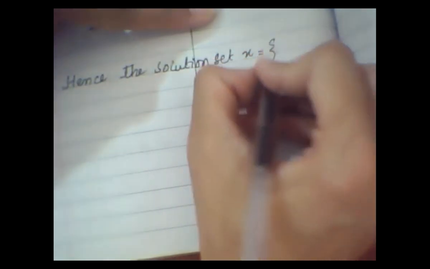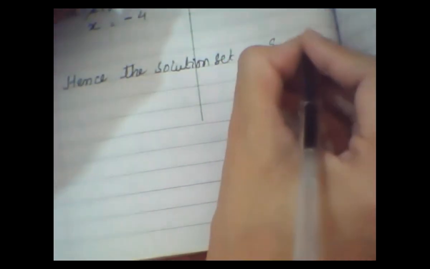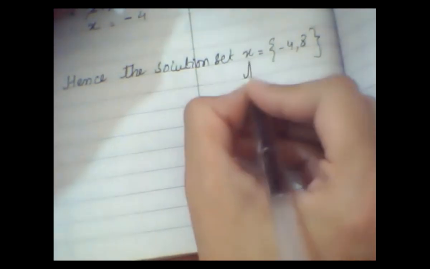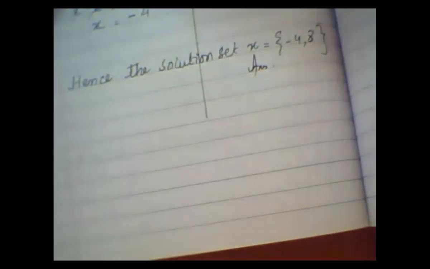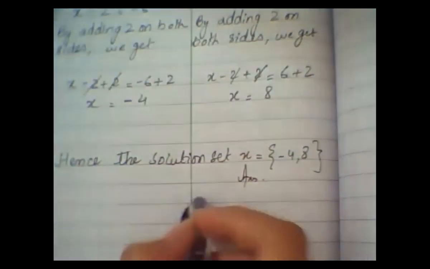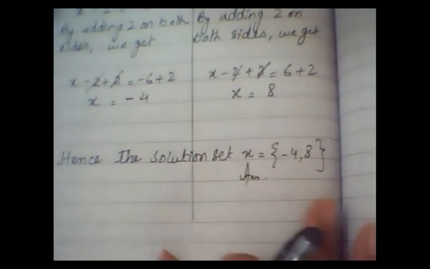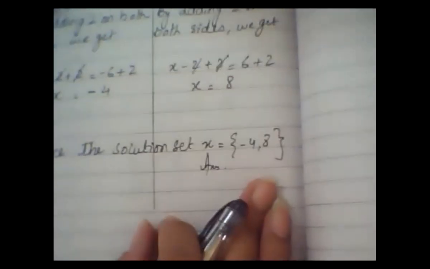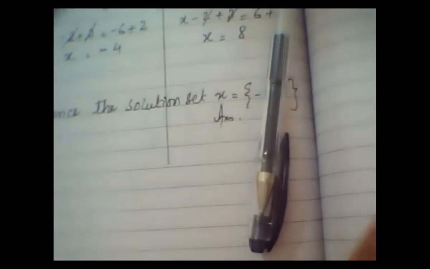Hence, the solution set x is equal to minus 4 and 8. Okay. Kindly draw the center line with the pencil, and you can rub this line as well, write down in the end. Hence the solution set is equal to minus 4 and 8. Is it clear now? Everything is clear?